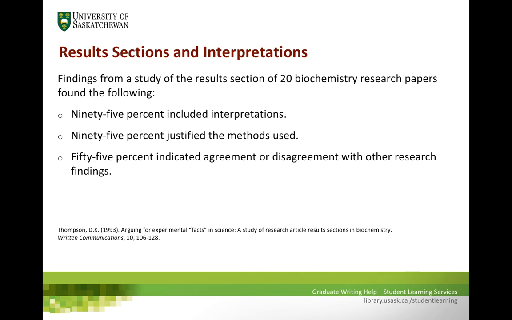Here's a little bit more about results sections and interpretations. These are the findings from a study of the results section of 20 biochemistry research papers. And the author found the following: that 95% of these research papers included interpretations, 95% justified the methods used, and 55% indicated agreement or disagreement with other research findings. So you can see here that 95% is a very high percentage. It is pretty well impossible to write a results section and not include interpretations.